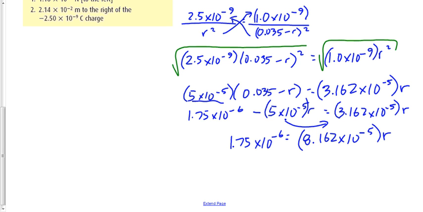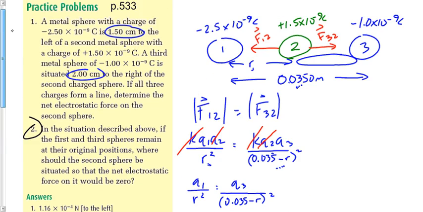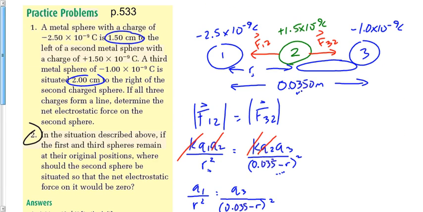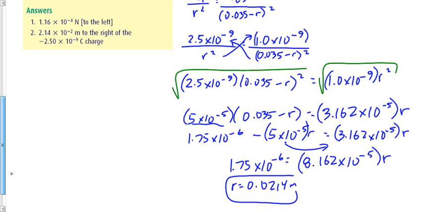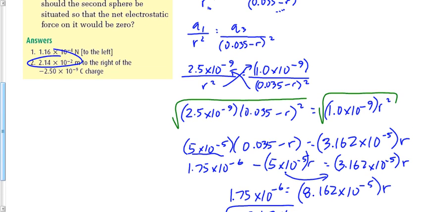I'm going to say 1.75 times 10 to the minus 6 divided by 8.162 times 10 to the minus 5 gives me a value of r of 0.0214 meters. So there we go. R is 21.4 centimeters, or sorry, 2.14 centimeters. Okay, we know the value of r. And now if we want to find the other value, between 2 and 3, all we're going to do is say 0.035 minus 0.0214. Look at this. 2.14 times 10 to the minus 2 meters to the right of the first charge.